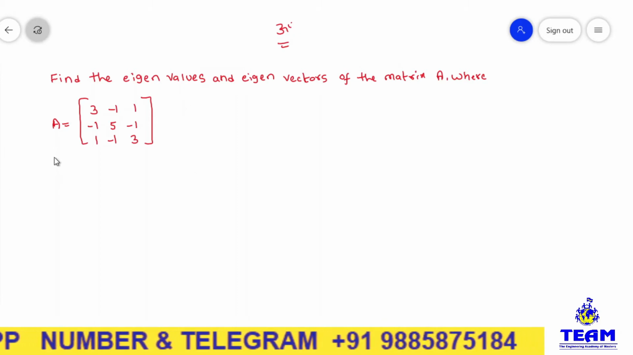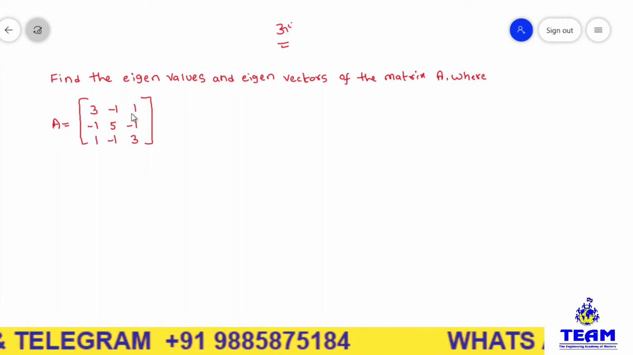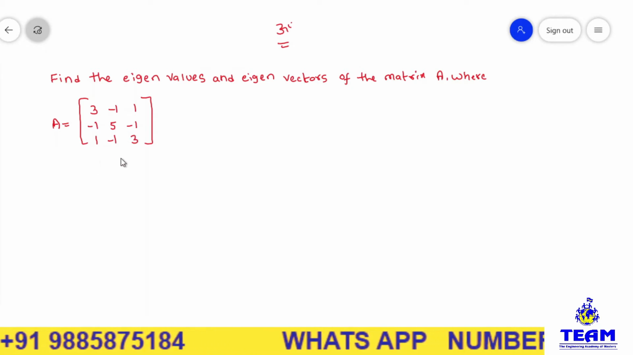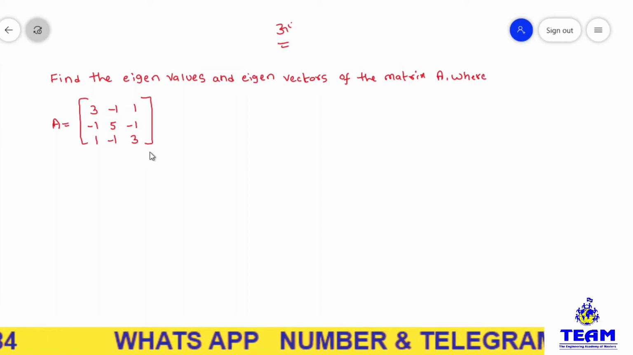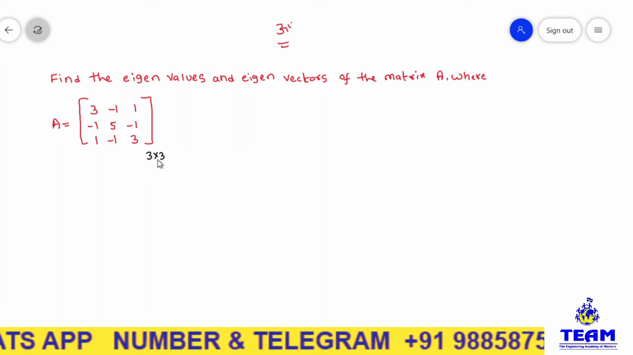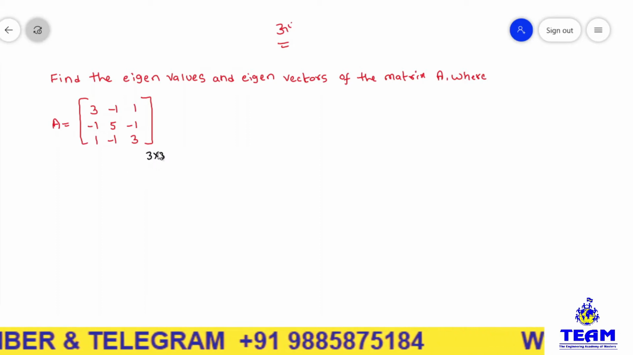Okay, you observe friends, the given matrix A is equal to 3 -1 1, -1 5 -1, 1 -1 3. By observation we can say this has 3 rows and 3 columns. So A is a matrix of order 3 by 3, so it has 3 eigenvalues.